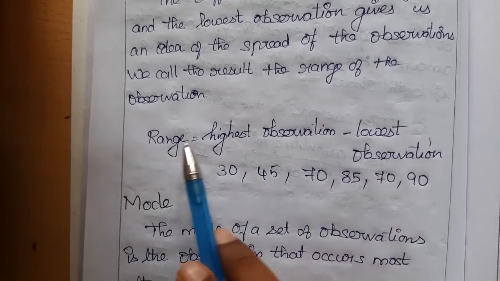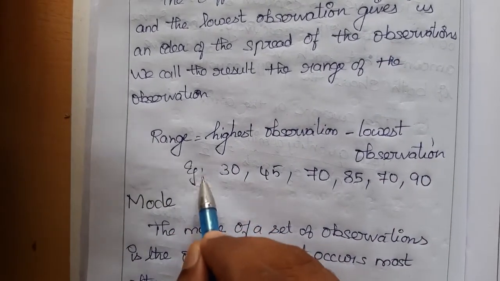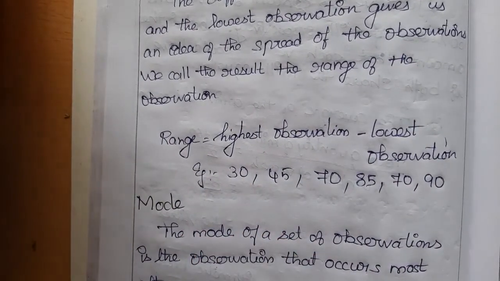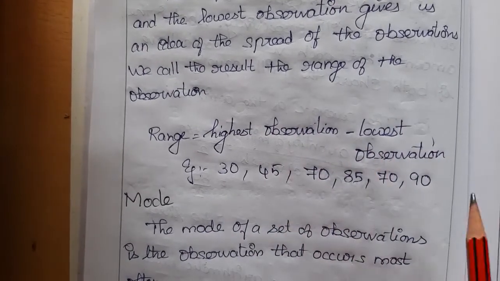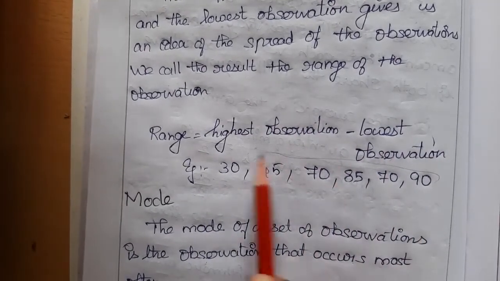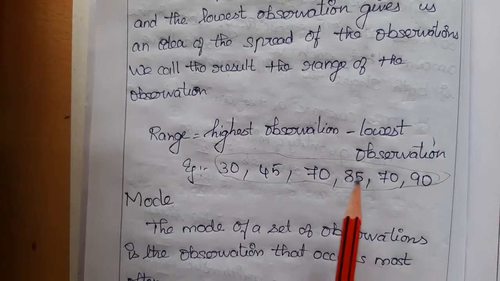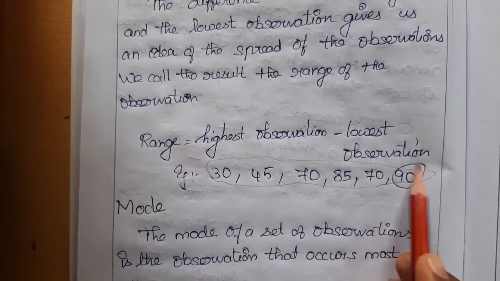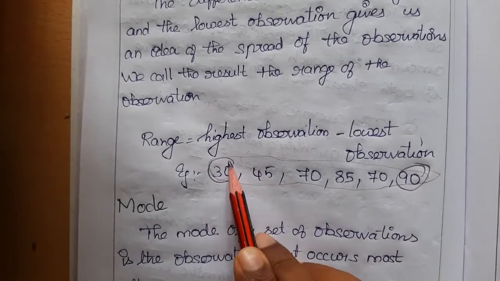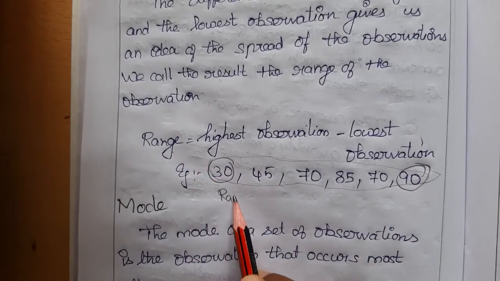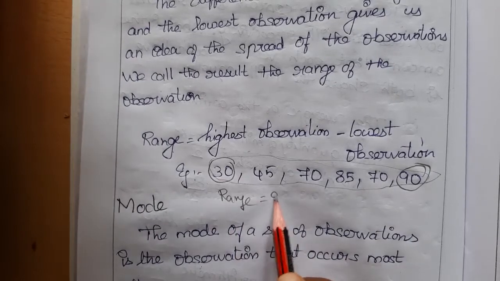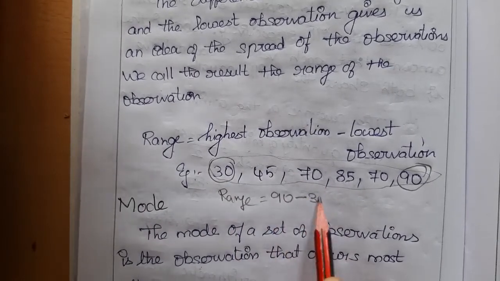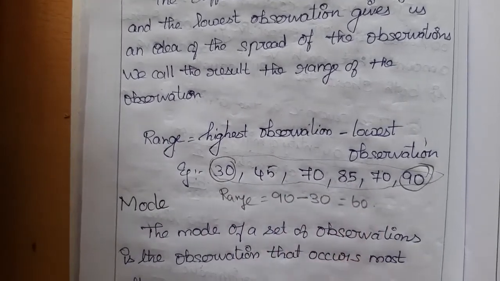Right? So to find the range, this is just an example I am writing. Range is the highest observation minus the lowest observation. Here let me consider this is the marks obtained in the mathematics test. So here the highest observation is 90, right? And the lowest observation is 30. Then range is equal to highest, 90 minus 30, which is equal to 60. That is the range.